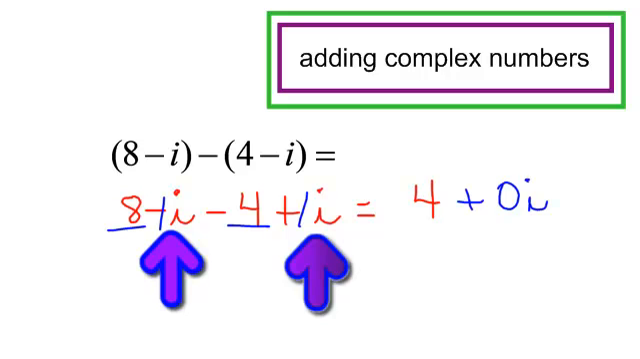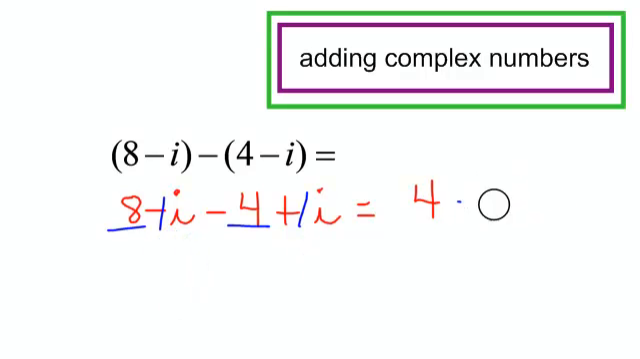But look at this. 0 times anything is just 0. So I'm not going to write that. Your answer is simply 4.